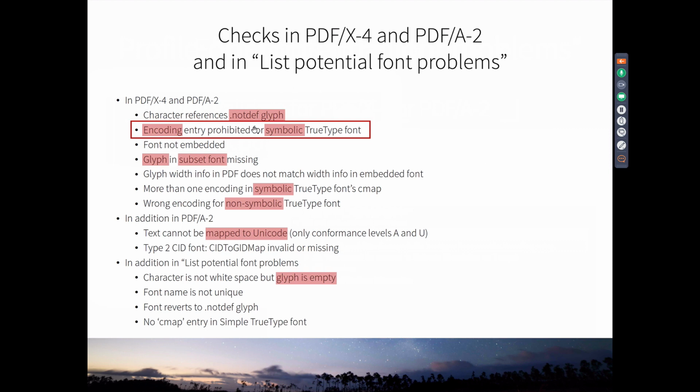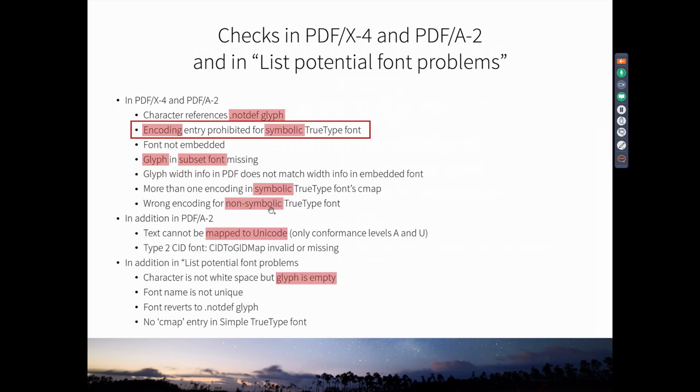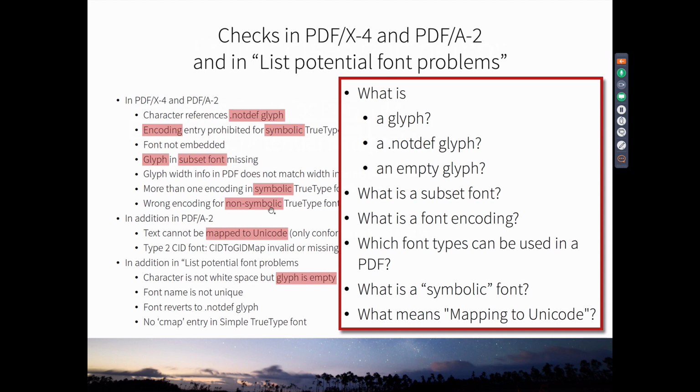The next one is the very same that we already saw with my example, encoding entry prohibited for symbolic TrueType font, and we are going to cover encoding, symbolic, and also briefly look into what a TrueType font is. Font not embedded, I think that is probably clear to everybody. Then we have glyph in a subset font, so two other terms I want to explain. Then we have more than one encoding in symbolic TrueType font, so we already covered a few of that, and so forth. And then we can translate these terms into questions.